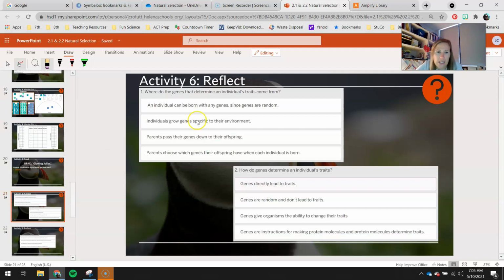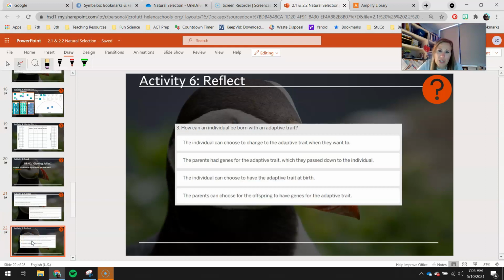Okay, finally, a couple reflection questions that you'll need to use your draw tool for, so you can circle the correct answer. Where do the genes that determine an individual's traits come from? You can read the 4 options there and circle the correct one. How do genes determine an individual trait? Again, use your draw tool to mark which one of those 4 is the correct answer. And then finally, how can an individual be born with an adaptive trait?